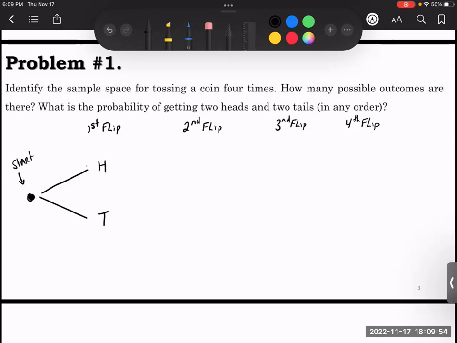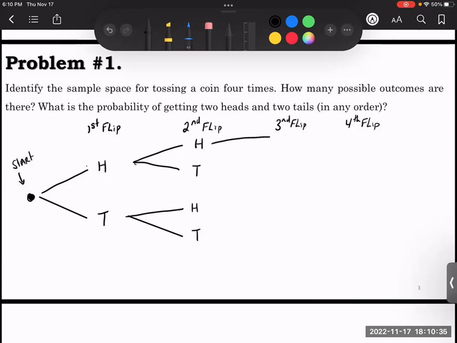So if the first flip was a head, then you can extend to create your second flip, sort of like you're creating your tree, right? So we'll have heads again, then tails. We could do this again if tails was our first flip, and we could say the same thing for our second flip. You can either get heads or tails. And now you're just going to keep extending, right? So for each letter that you see there, from heads in the second flip column, where we see the first H, you're just extending and creating more branches, right?